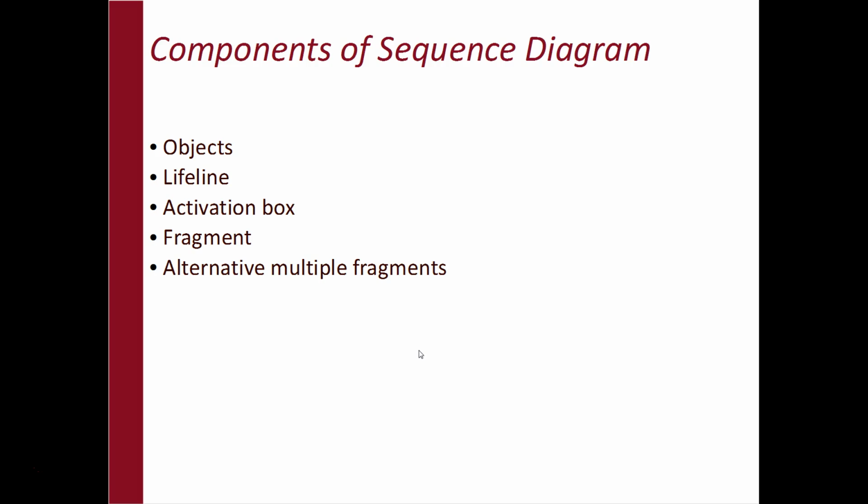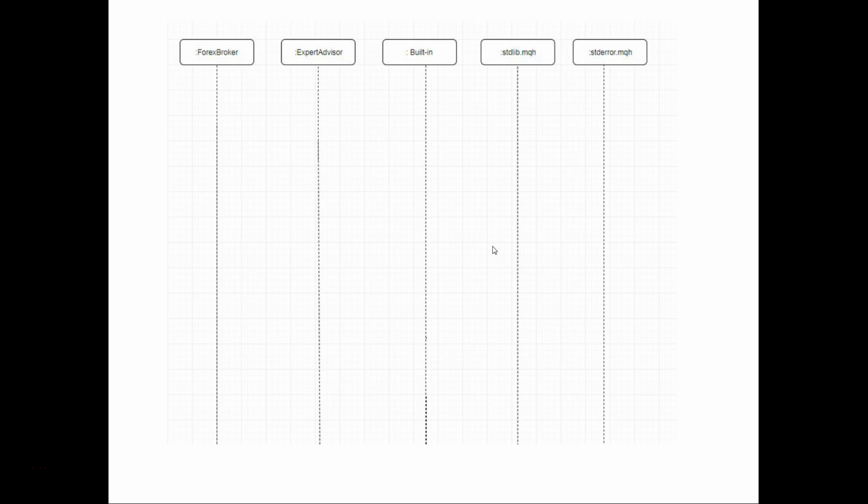Here are the components of a sequence diagram. In the sequence diagram, objects are represented by rectangles and the vertical dashed lines are called lifelines, which show the existence of an object over time. Generally, in an object-oriented application, each object is represented individually. Here, since MQL4 code is not object-oriented, we can use each file as an object in itself. For example, in this expert advisor, the forex broker, expert advisor, built-in library, and two header files are represented as objects.